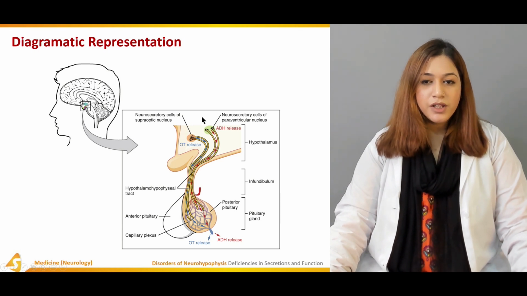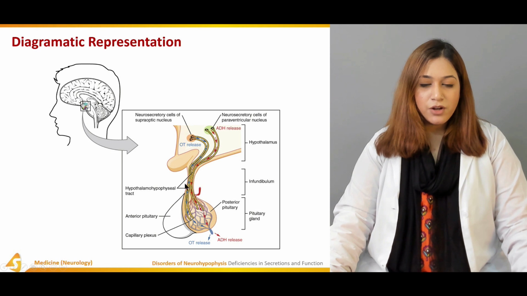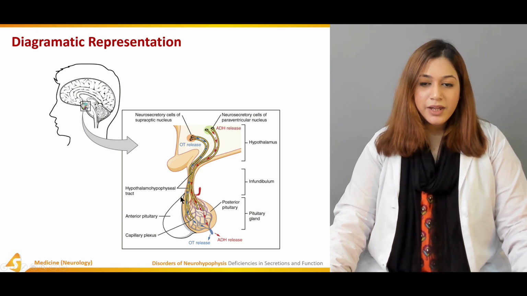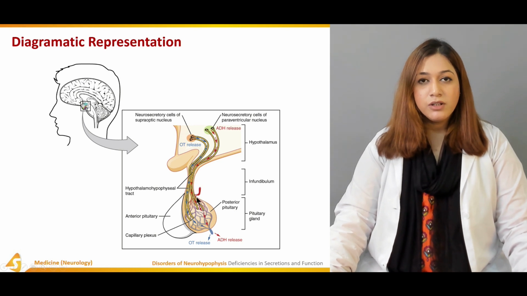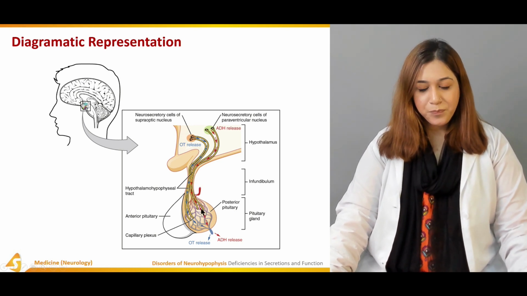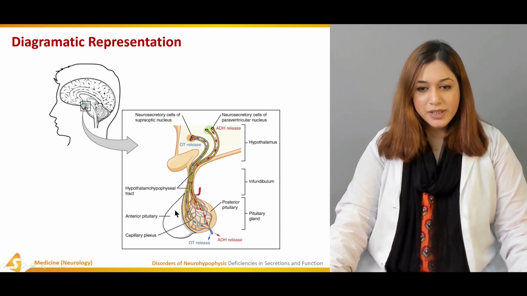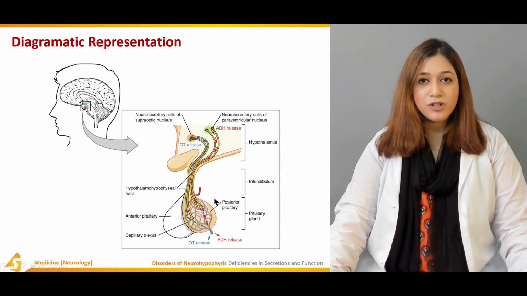Both of these hormones are then transported down the axons into the posterior pituitary through the infundibulum, in which lie the axonal tracts. In the posterior pituitary, these hormones are stored in cells, and they are released into the circulation in response to specific stimuli. So this is the complete diagram of the hypothalamic hypophyseal system. This is the anterior pituitary, which is glandular in origin, as compared to the posterior pituitary, which is composed largely of axons.